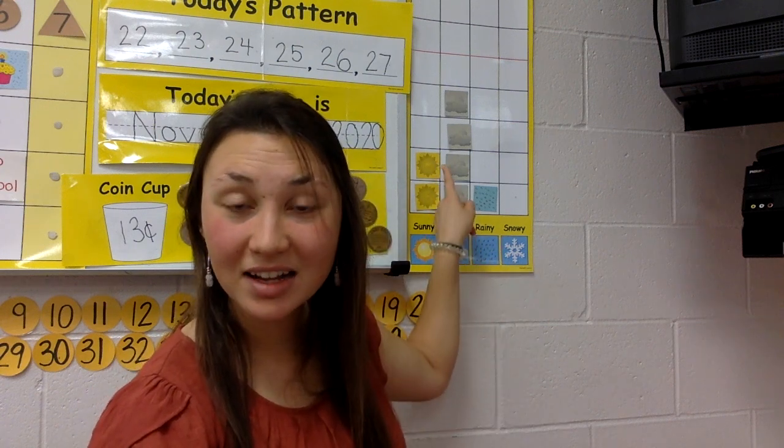All right, you can see that I put the sunny tile in the column on our graph for the sunny column. And so we have 2 sunny days. Cloudy is still winning with 4, and we have 1 rainy day. So that's how our graph is going so far.